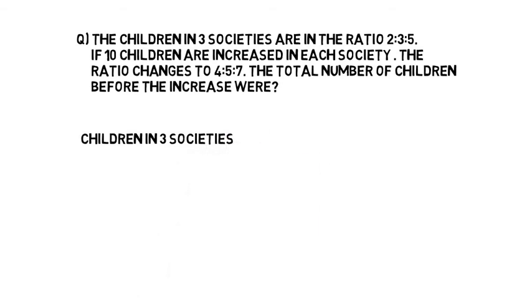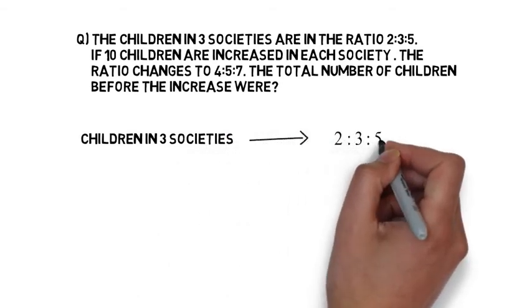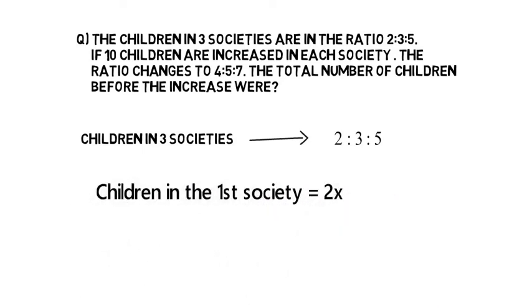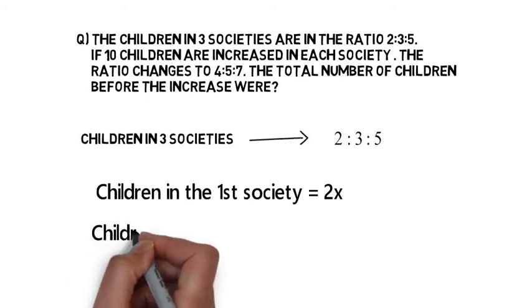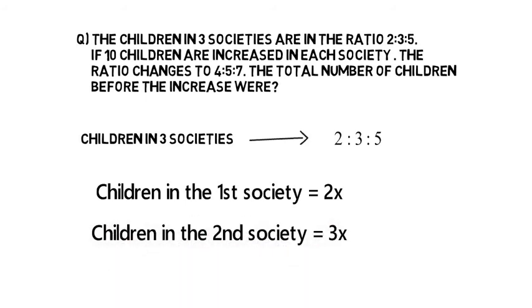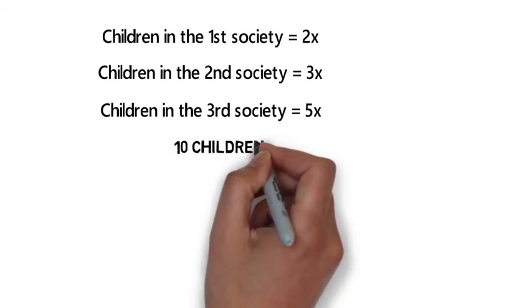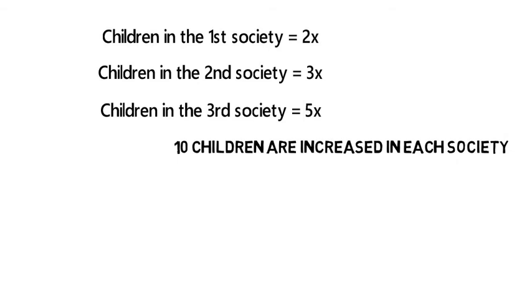First, the children in 3 societies are in the ratio 2 is to 3 is to 5. Then the ratios are given like this. Take the children in first society equals 2x. Children in second society is equal to 3x and children in third society is equal to 5x. Now 10 children are increased in each society.